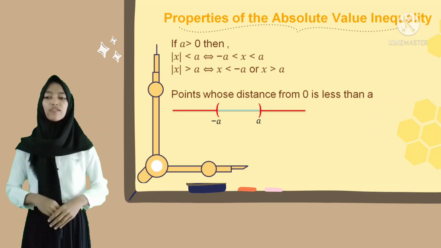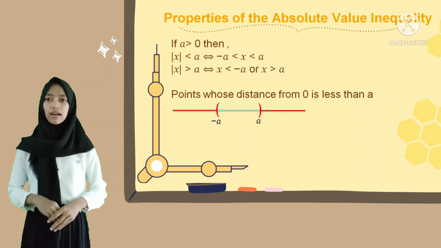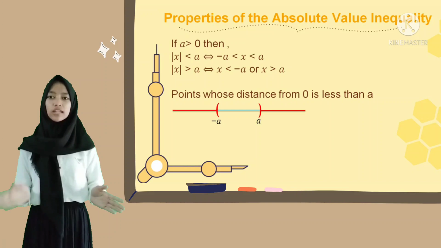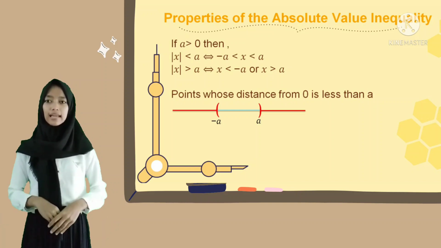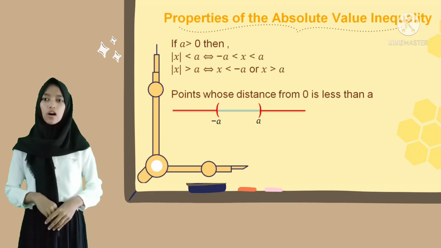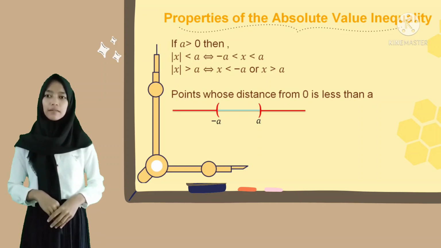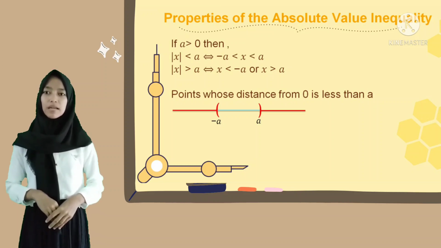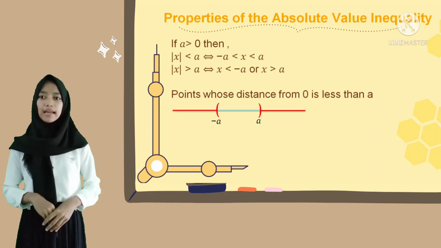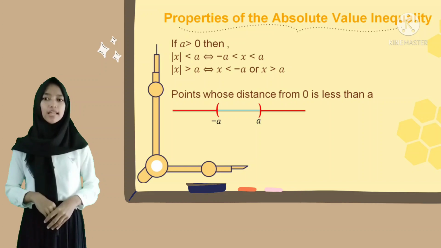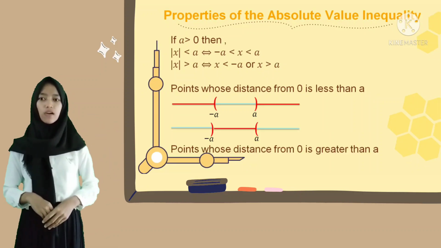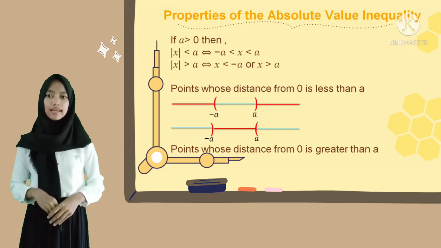Conversely, if absolute value of x is greater than a, then the distance between x and the origin must be at least a. This can happen if x is greater than a or x is less than minus a. These are special cases of the following general statement that applies when a is greater than 0. Like this picture, the points whose distance from 0 is greater than a.